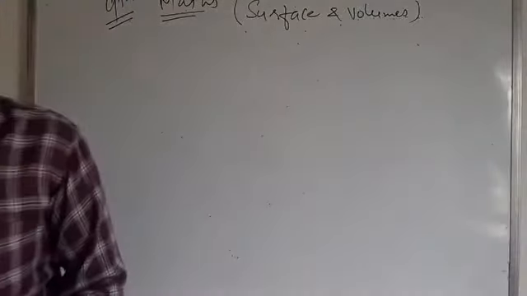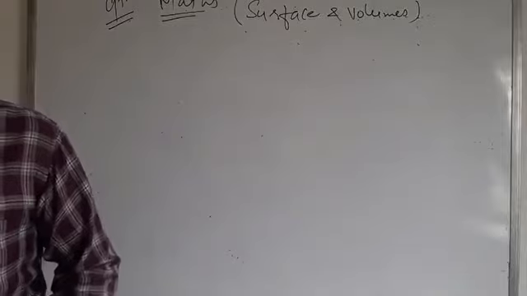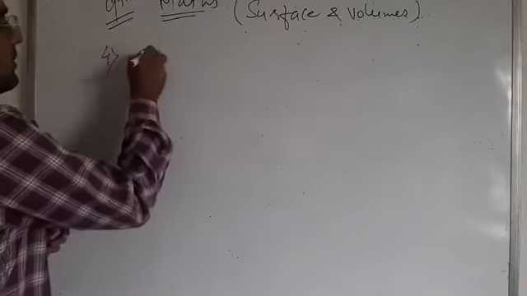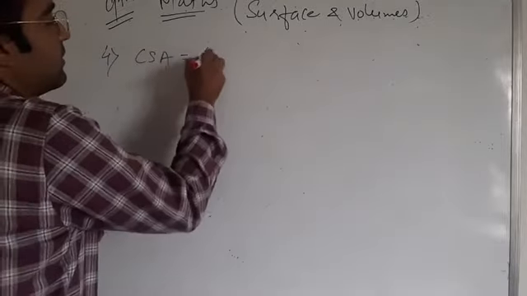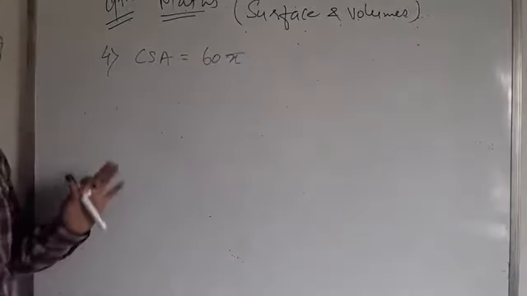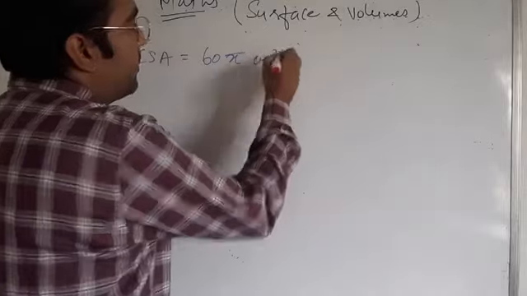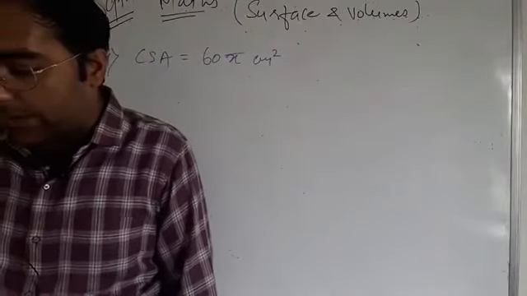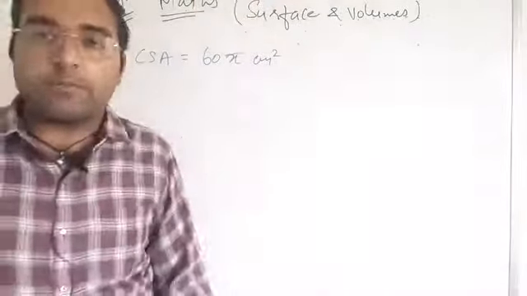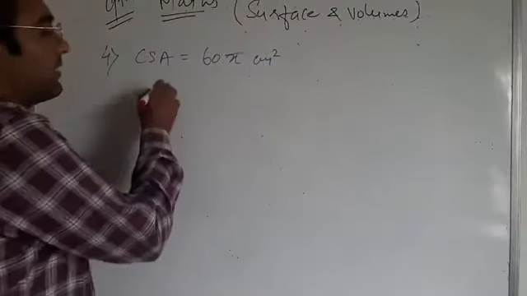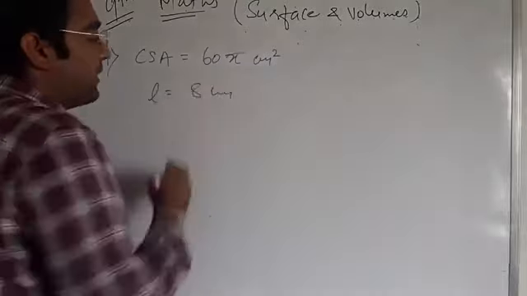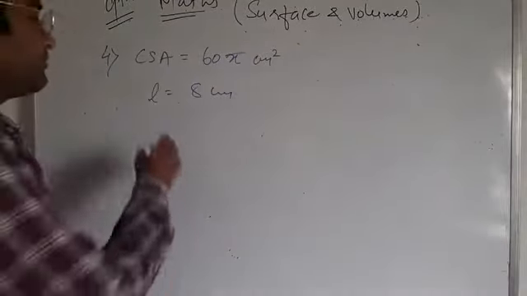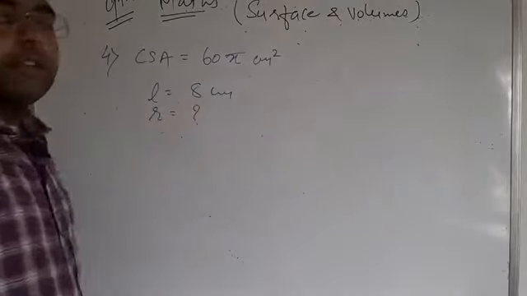The curved surface area of the cone is 60π cm². Here my curved surface area is given as 60π cm², and the slant height of the cone is 8 cm. Now find the radius of the base.